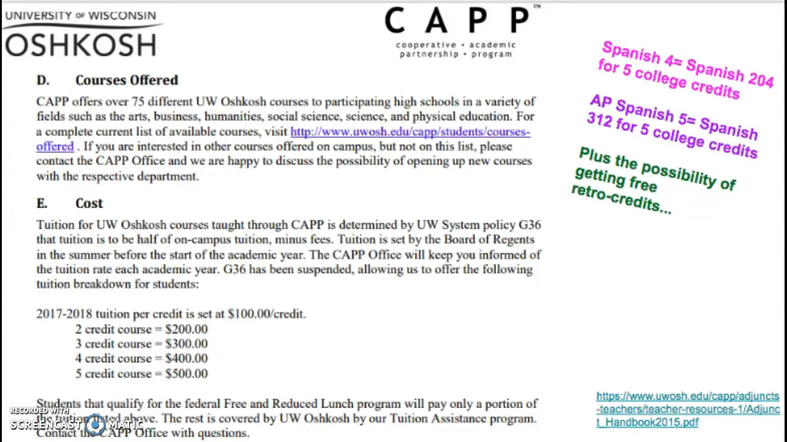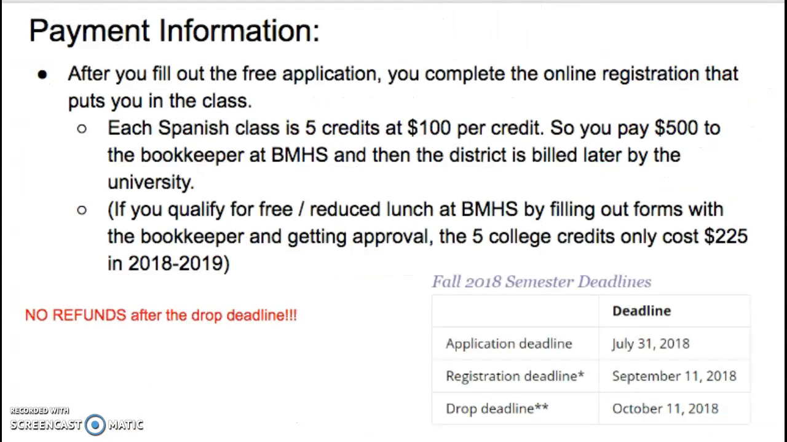There are several CAPP courses that are available, but again, the instructors at the high schools need to have a master's degree in their field and complete all of the application steps to become an adjunct professor prior to offering those. So students will fill out the free application online, and then to sign up for the Spanish class, they have to wait to receive their UW Oshkosh email and password, and then they would actually be able to reach the registration site using their Oshkosh email and password.